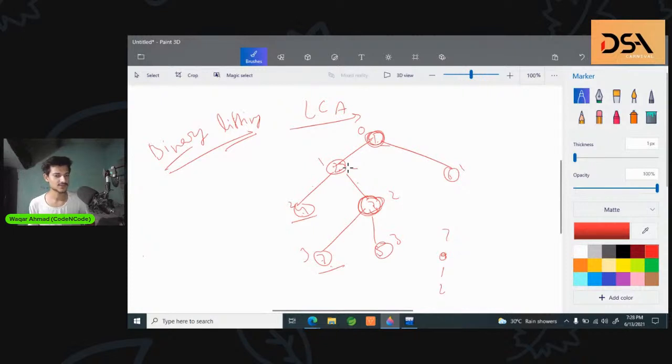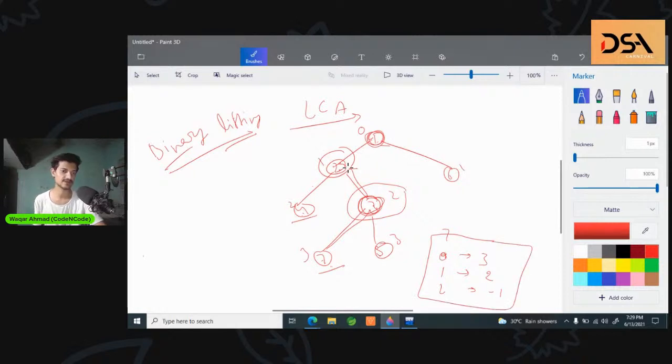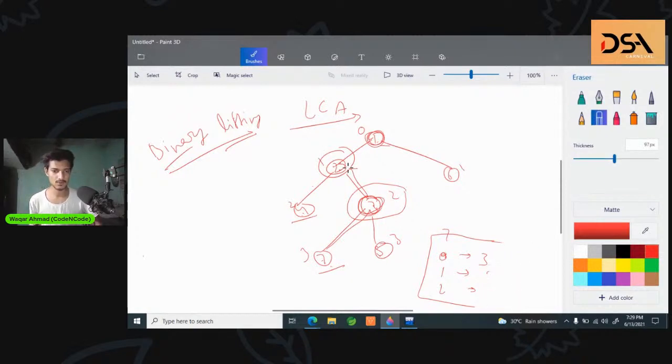For node 7, the ancestor at distance 2^0 is this 3. For node 7, the ancestor at distance 2^1, which is at distance 2, is this, so 2. Now the next one, 2^2, is at distance 4, which does not exist. So -1. This is what we have to store for each single element. And for that, we need to create a sparse table. You can call that LCA table or whatever.